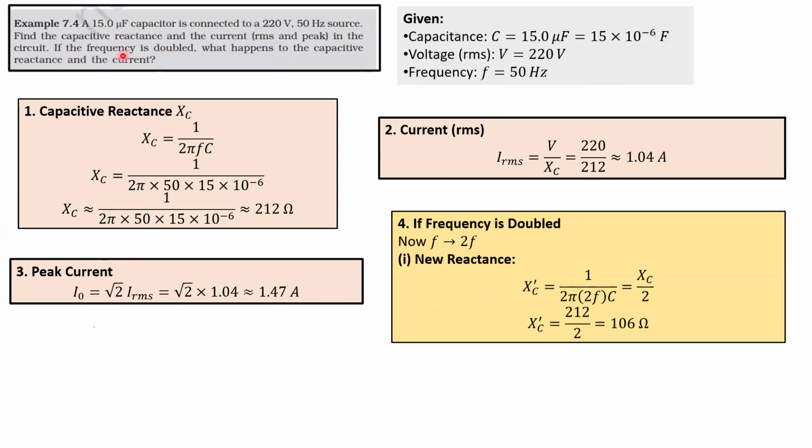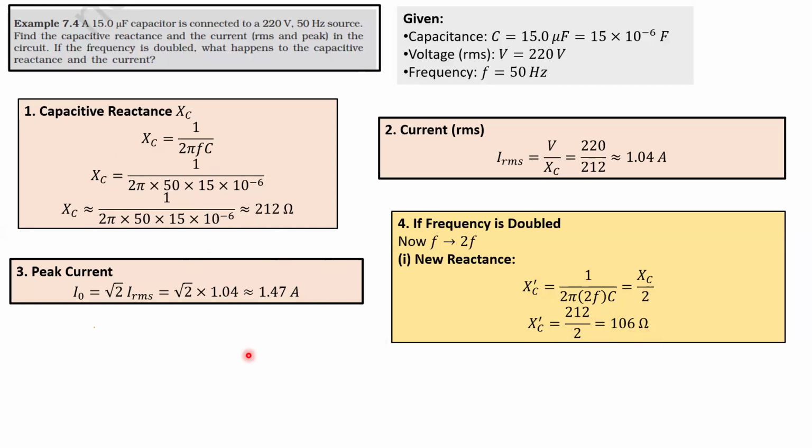Now, if the frequency is doubled, F becomes 2F. What about the new reactance? Xc dash equal to 1 by 2 pi, F is replaced by 2F because frequency is doubled, into C. Since 1 by 2 pi F C equals Xc, that becomes Xc by 2. Capacitive reactance is 212, 212 divided by 2, that is 106.